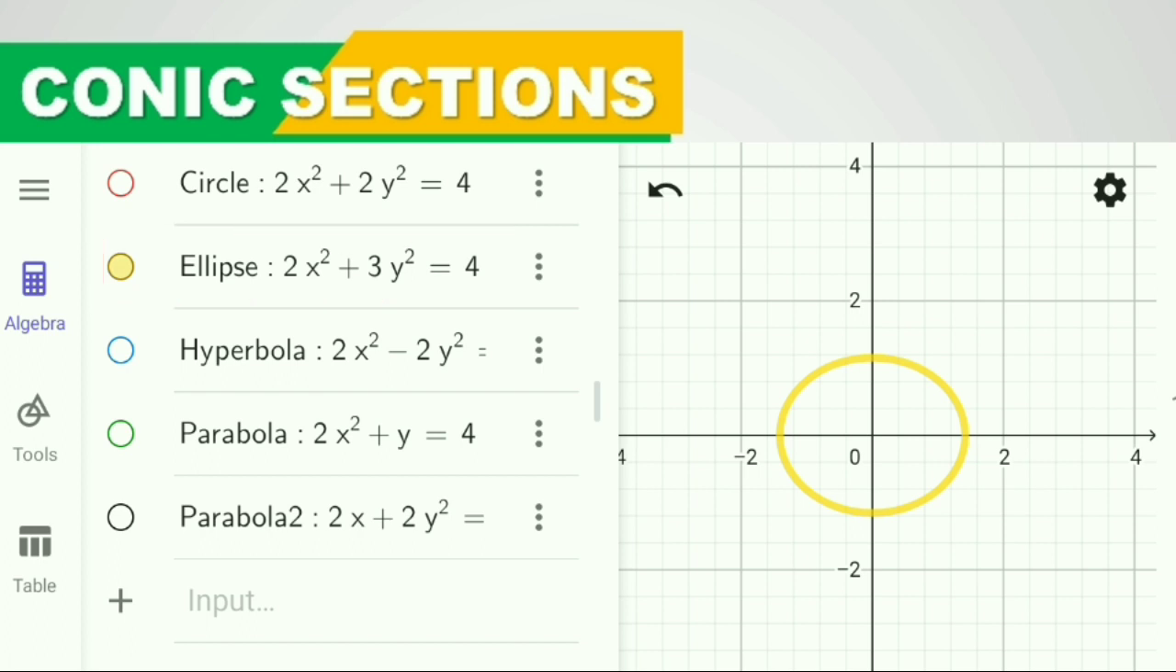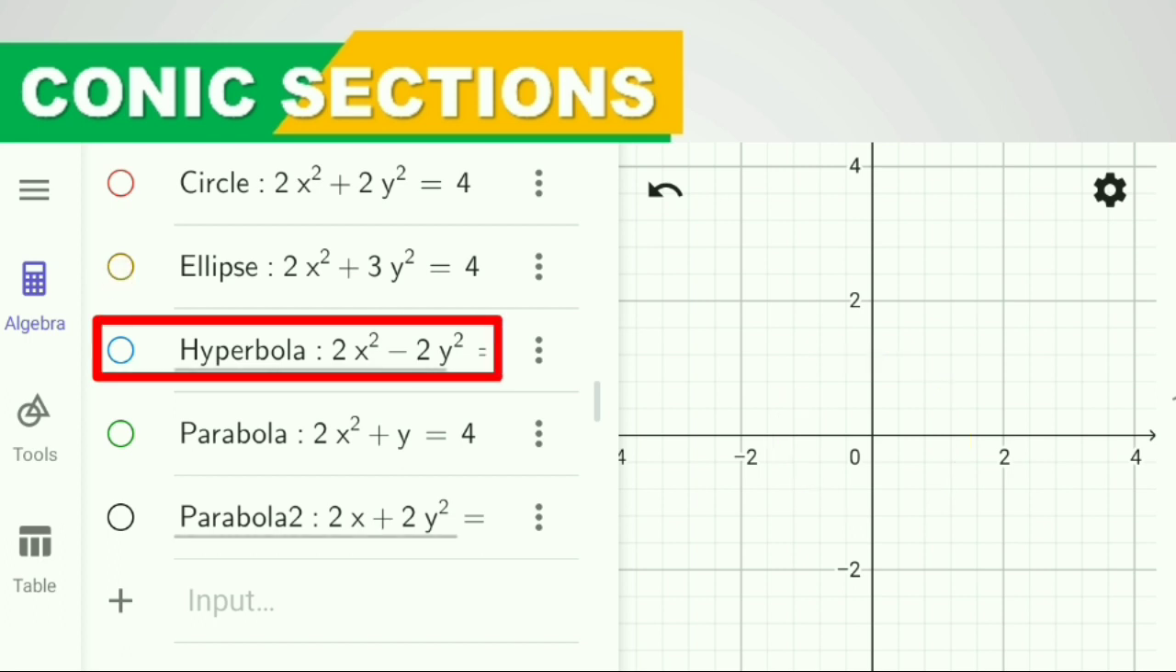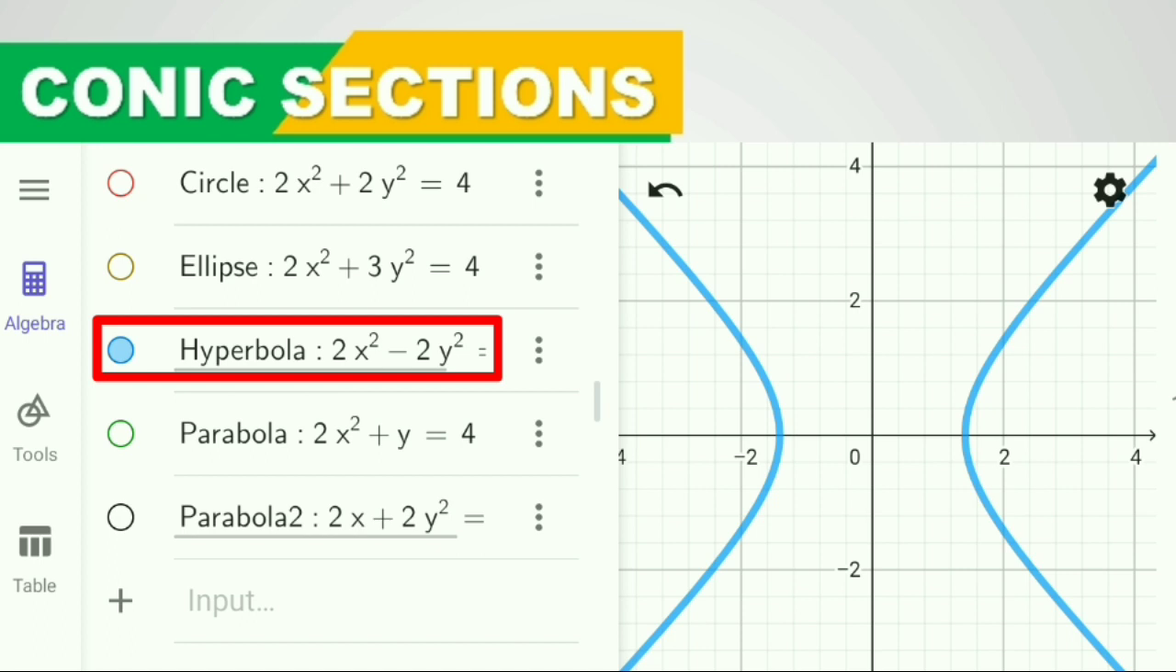Now for the third one, we have here the hyperbola. If the equation has variables x and y, both are squared and they have different signs, this kind of equation will create a hyperbola on the Cartesian coordinate system. As you can see, this kind of equation has two variables x and y, both are squared, they have the same numerical coefficients, but they have different signs.